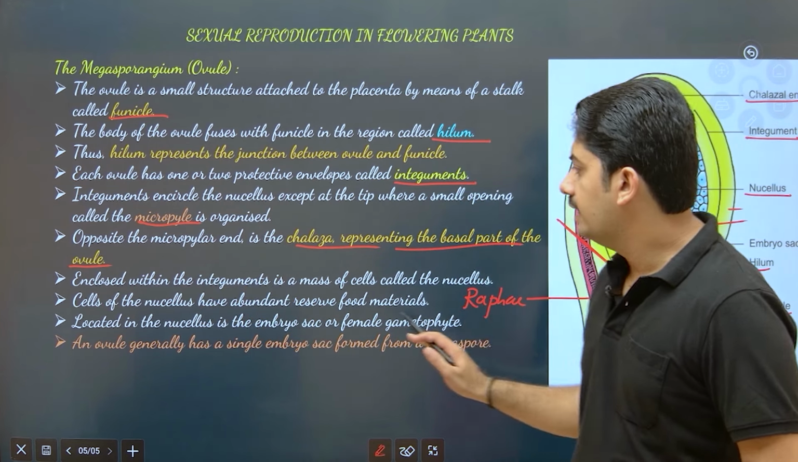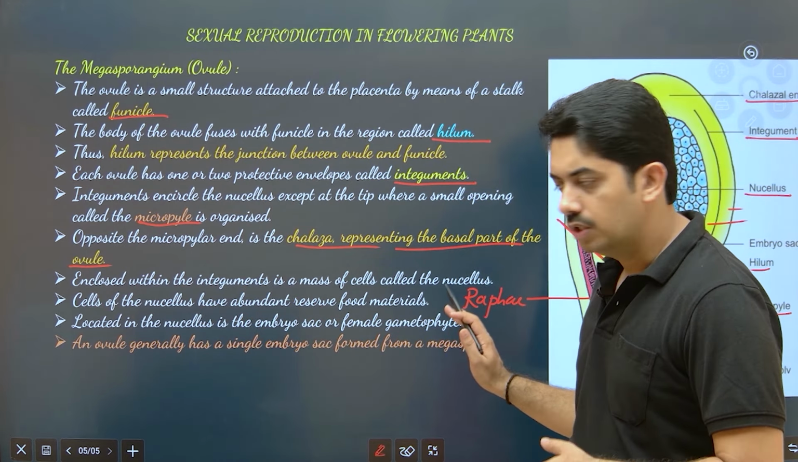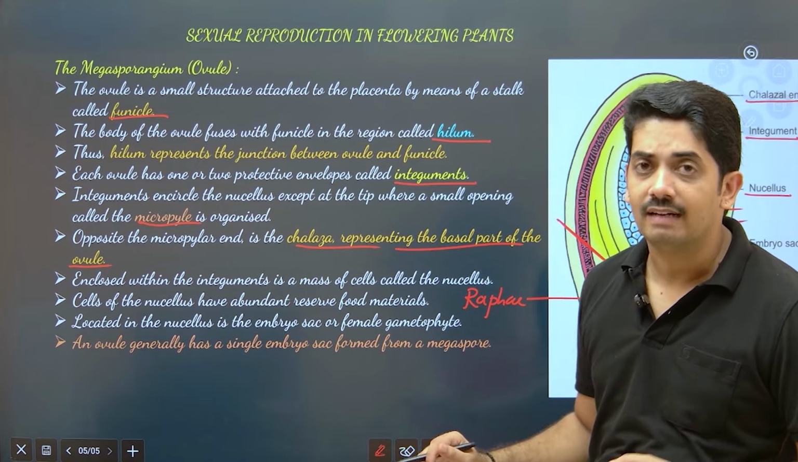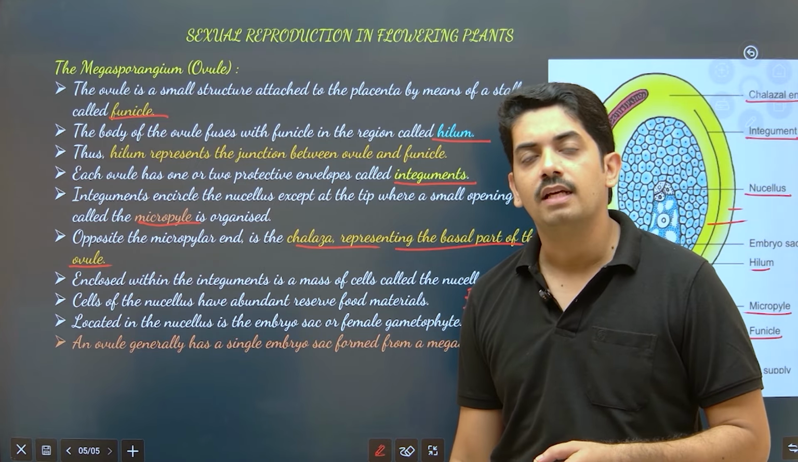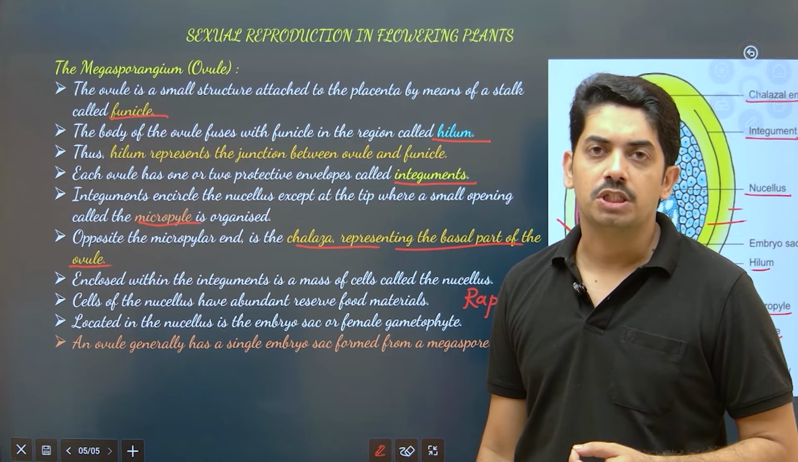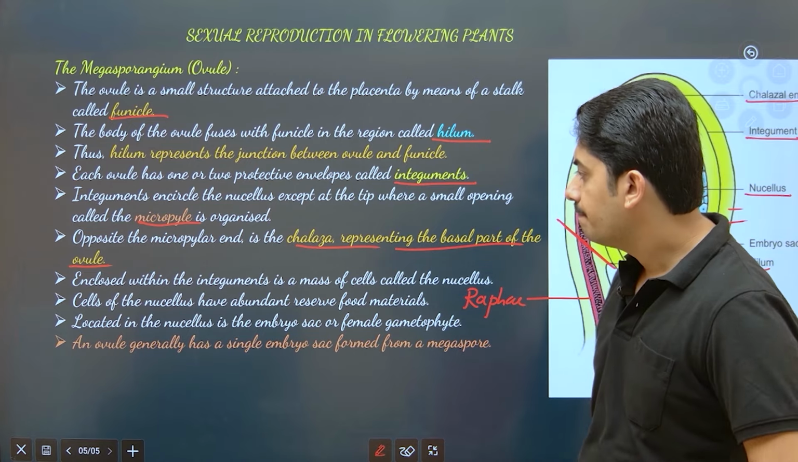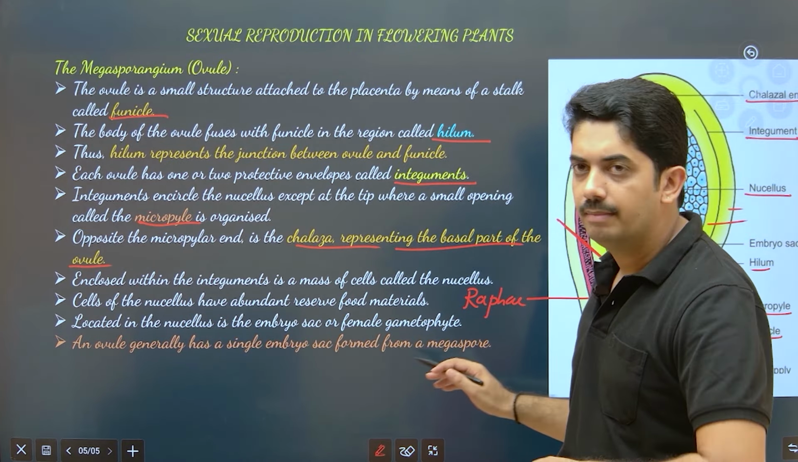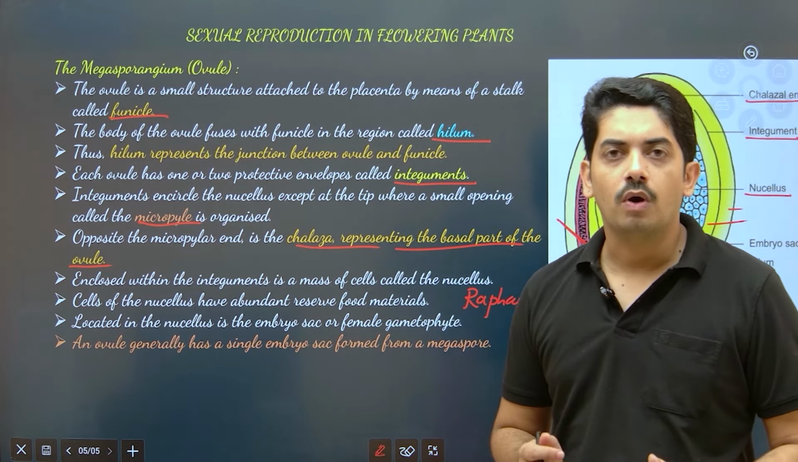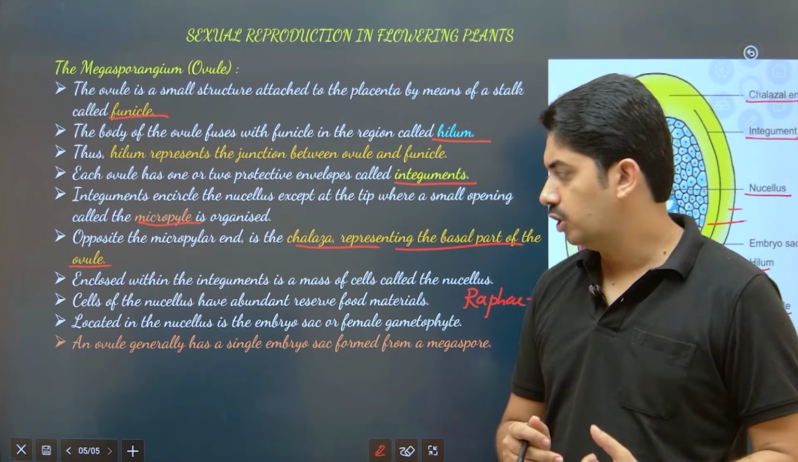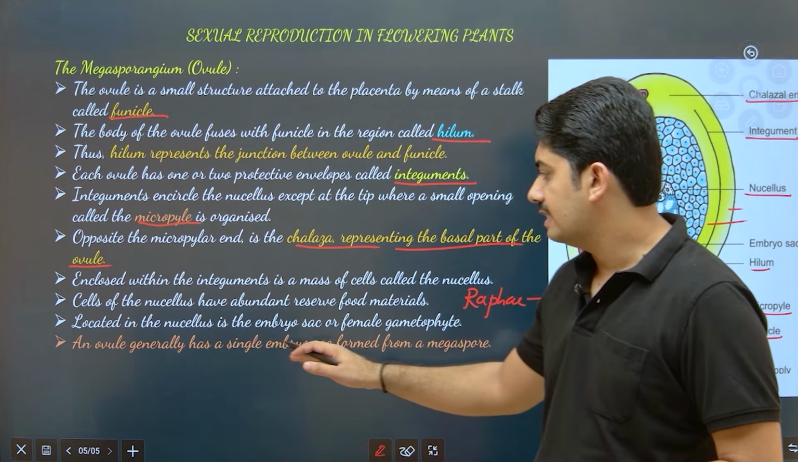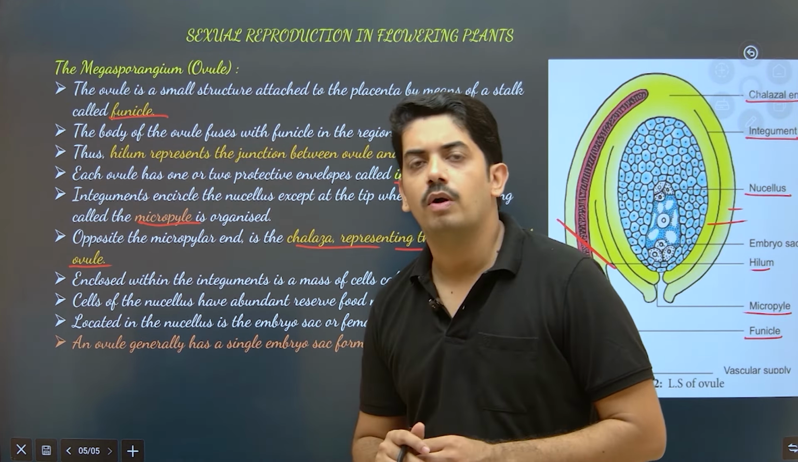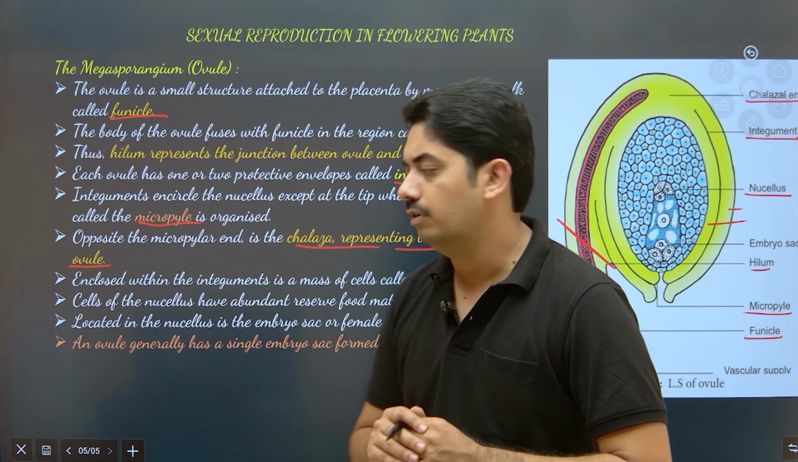Enclosed within the integument is a mass of cells called the nucellus. Cells of the nucellus have abundant reserve food material. Why does it have abundant reserve food material? Because it needs to nourish the developing embryo sac. Now located in the nucellus is the embryo sac, or female gametophyte. So one more name for the embryo sac is female gametophyte. An ovule generally has a single embryo sac formed from a megaspore. This is very important. This is called monosporic development.